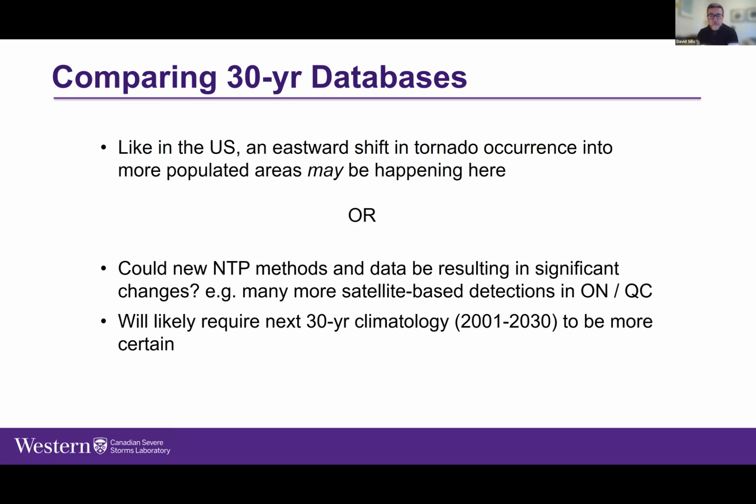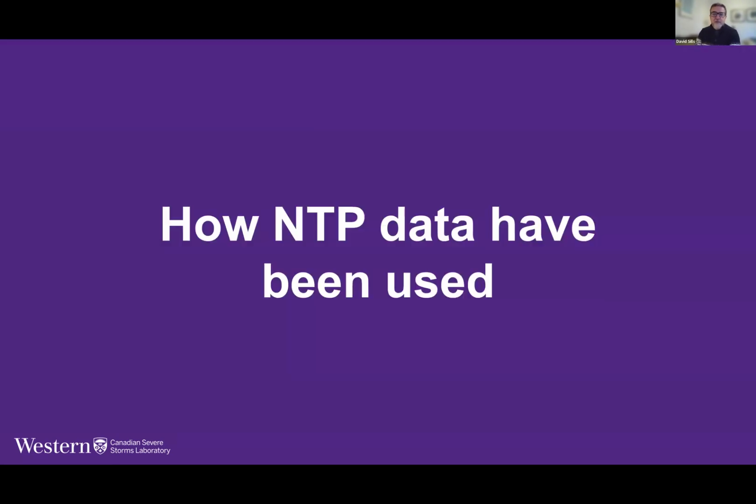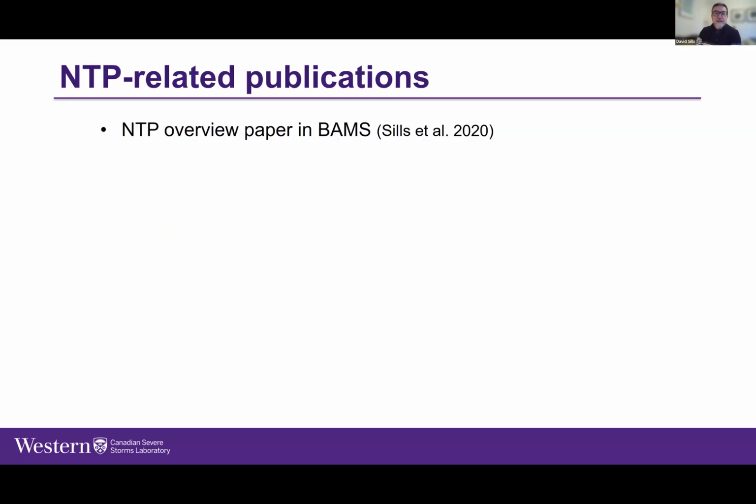So we're working on ways to detect tornadoes better in the prairies with satellite data and looking at vegetative health. But it will likely require the next 30-year climatology, 2001 to 2030, to be more certain about any changes that are going on. So how have NTP data been used?